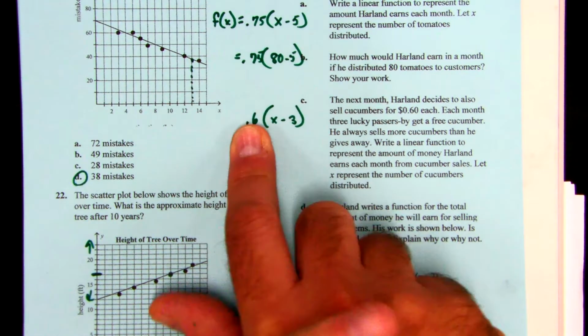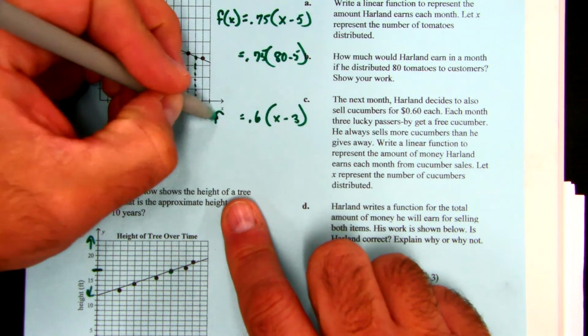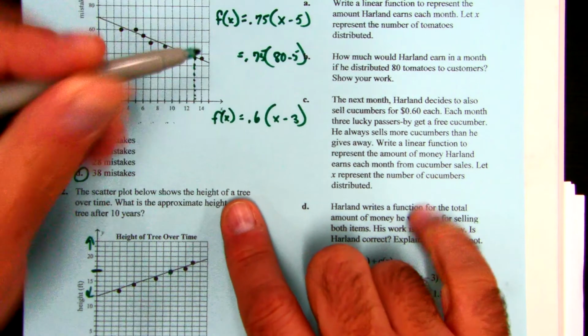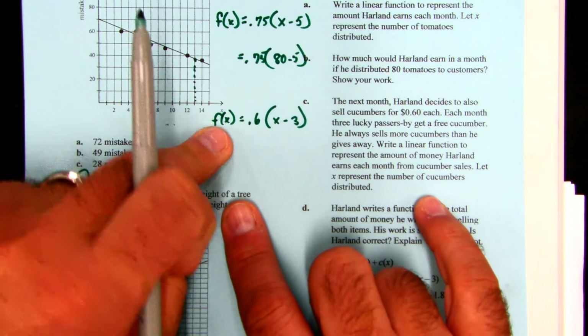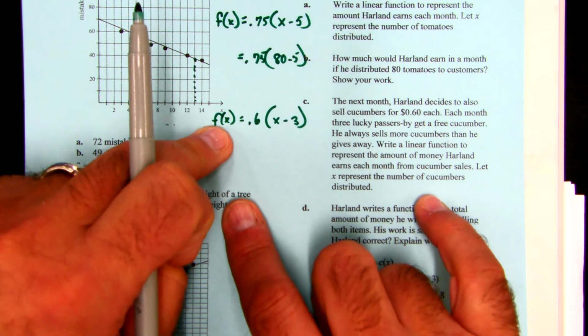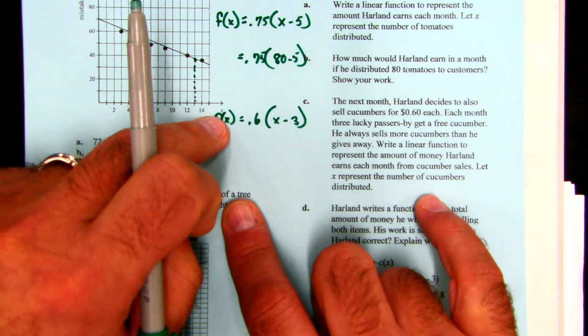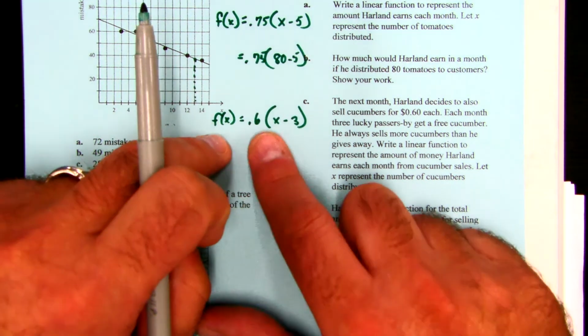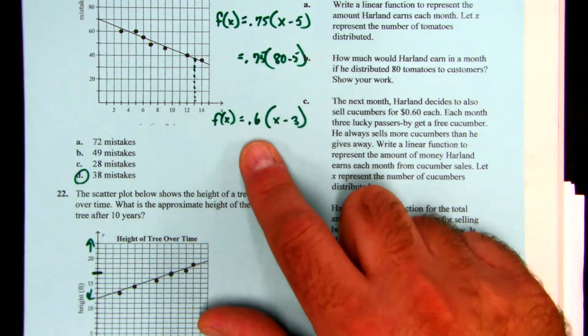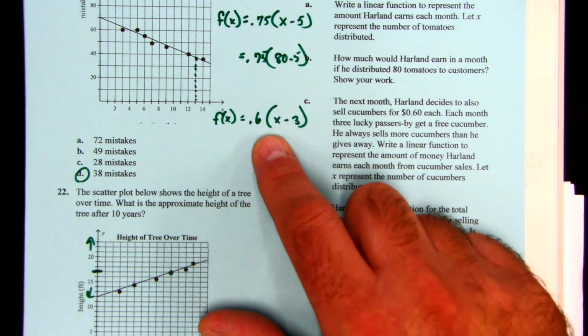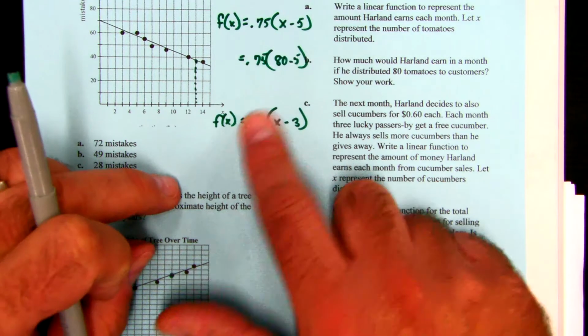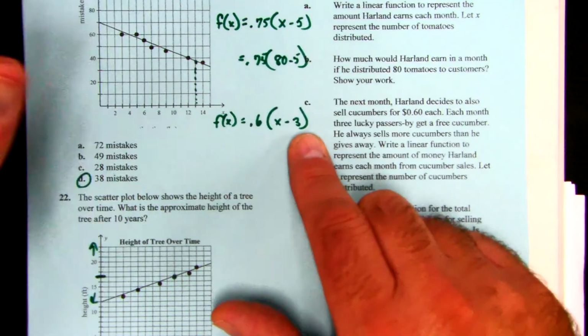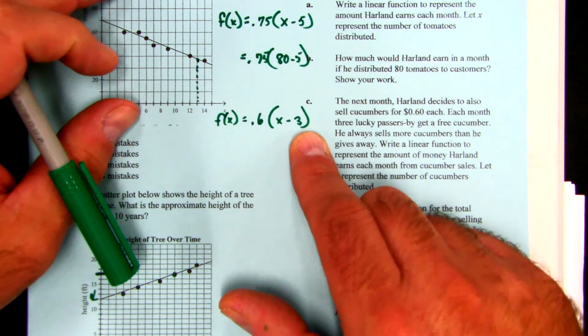Now you could have had this answer with the f of x, because it said write a function. Okay. If it said write an equation, you put y, but it said write a function. And what could you have done? You could have distributed and wrote that answer down. I would have taken either one. If you distribute, you get 0.6x minus, I think it's 1.8.